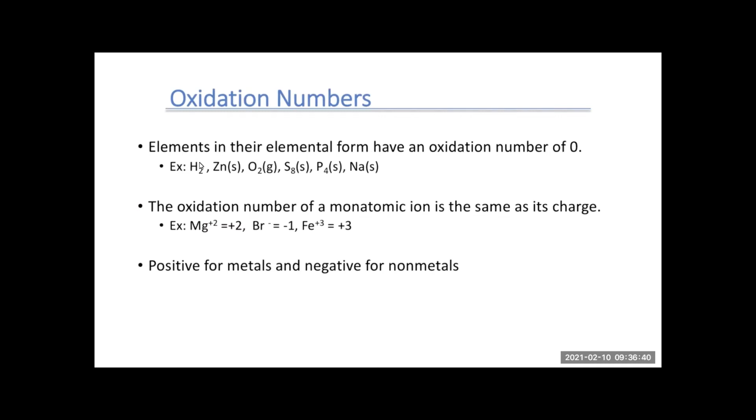So for examples, if I have H2, hydrogen would be a 0. A metal in its natural state would be a 0. O2 would be a 0. S8 is actually the elemental form of sulfur, so that would be a 0. P4 is the elemental form of phosphorus, so that would be a 0. So all of these would have an oxidation number of 0.